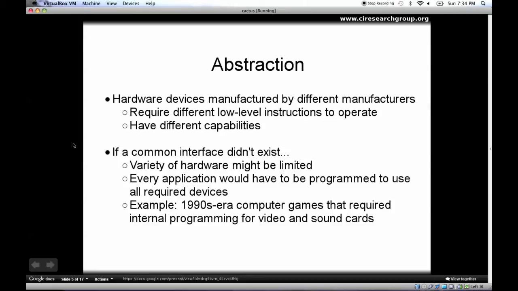If we didn't have a common interface into these hardware devices, first of all, our variety of hardware might be limited, but worse, every application on the system would have to be programmed to use every single device on the system. An example, back in the 1990s, computer games often required internal programming for specific video cards and specific sound cards. It was often necessary to go into the settings for each game and tell the game what type of video card you had, what type of sound card you had, for the purpose of configuring the game to use that particular hardware. Imagine if that had to be done for every single application on the system, including, say, a calculator or a web browser. That would be a very untenable situation in terms of being able to make use of computers the way we use them today.